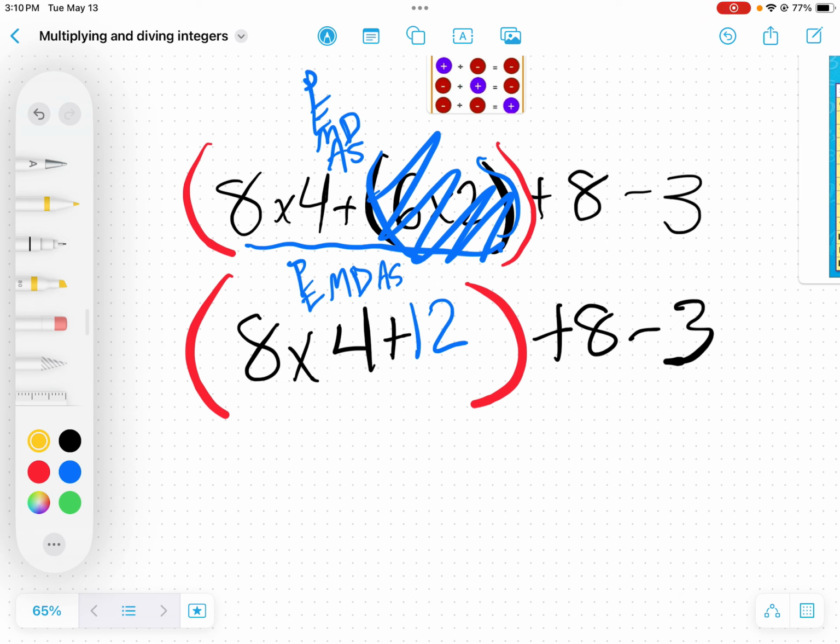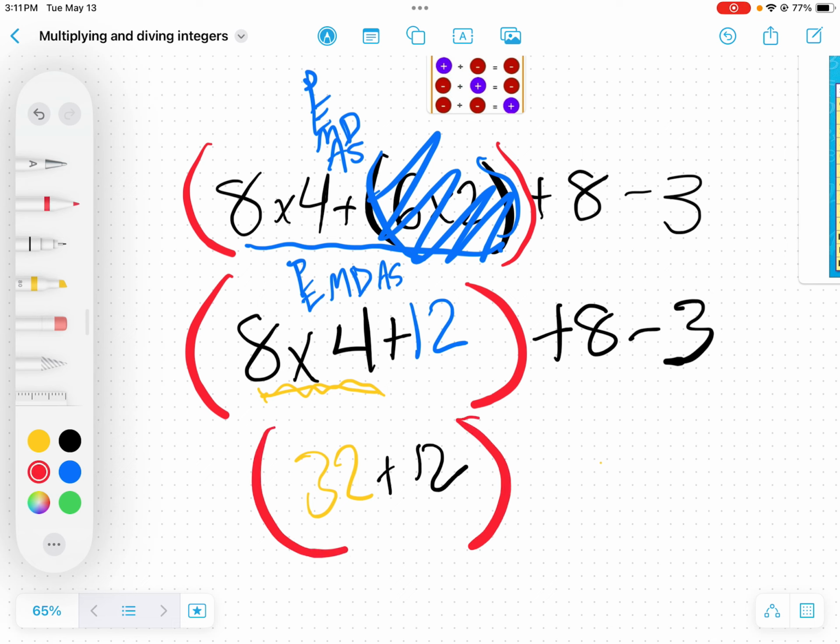So within the parentheses, I'm going to do 8 times 4 first, not the 4 plus 12 first, because multiplication and division come before adding and subtracting. So we're going to go ahead and do the multiplying first. We're going to do 8 times 4, which gives me 32. And then we're going to bring down this plus 12, and we're still in this set of parentheses. And then we need to bring down everything else.